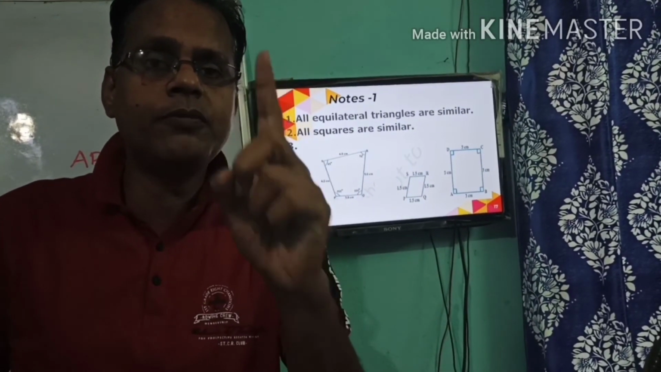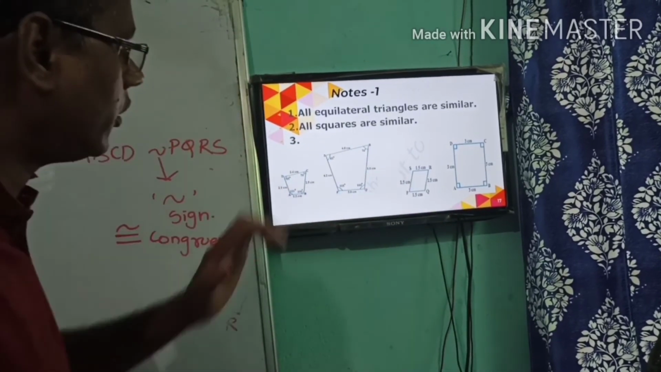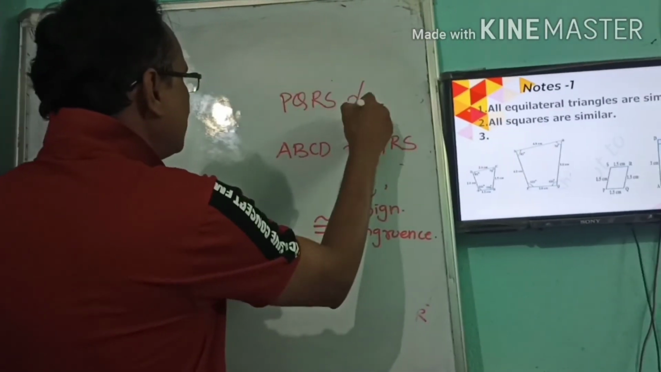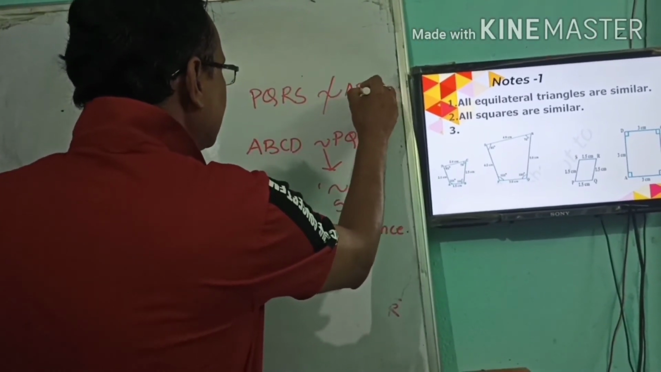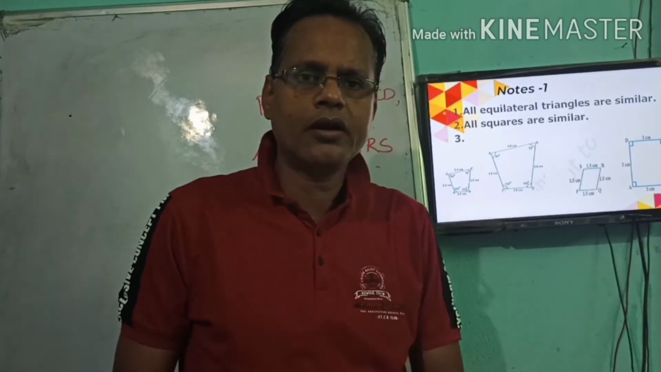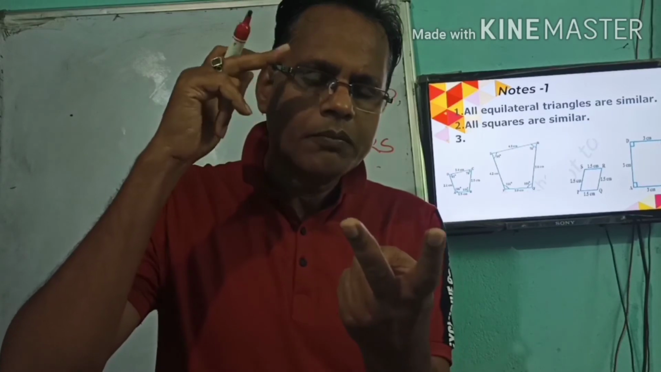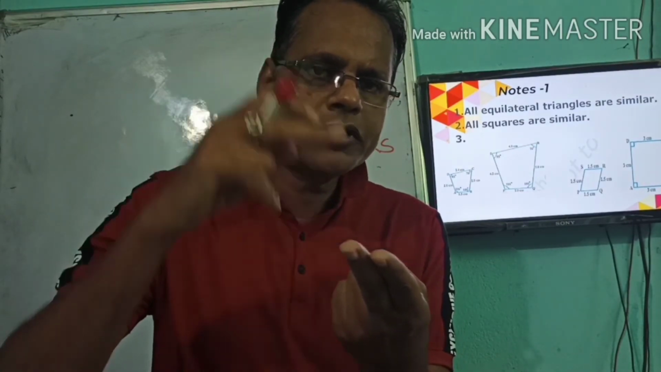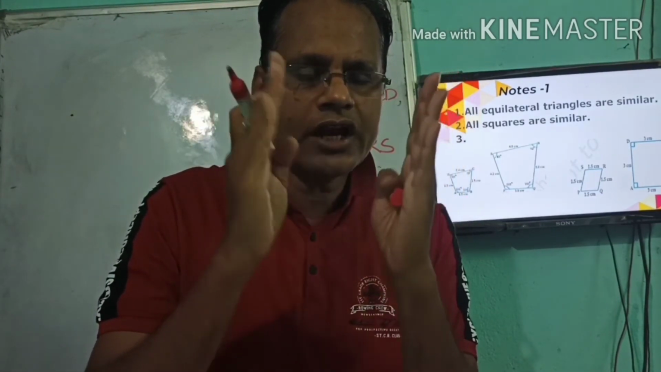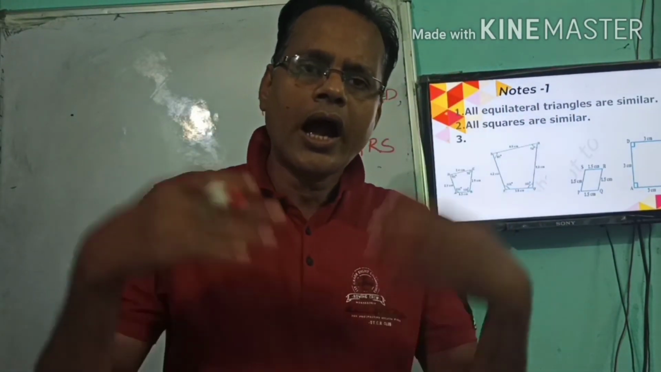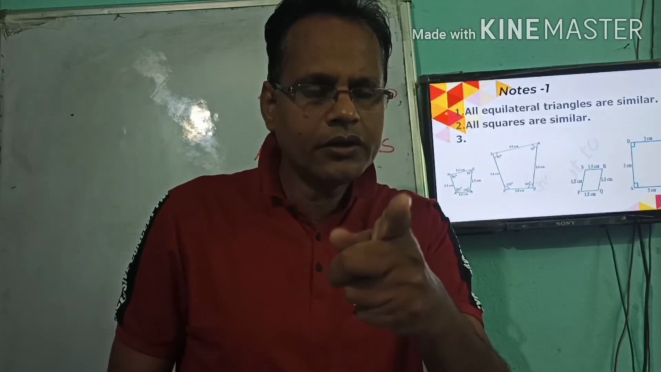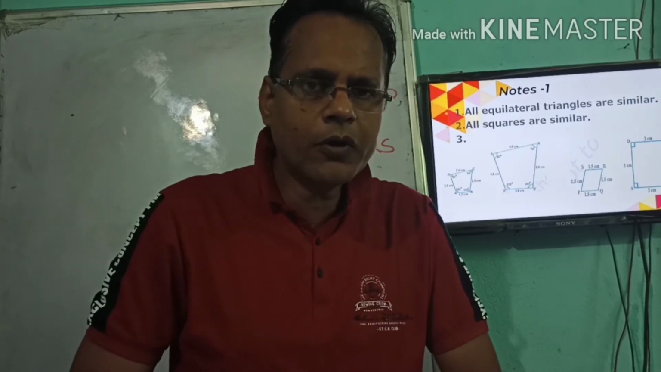Only one condition is prevailing. Therefore, PQRS is not similar to ABCD. What am I telling? For figures with more than 3 sides, you have to satisfy both conditions. Angles should be equal, sides should be proportional. Then and only then will they be similar. Are you getting the point?